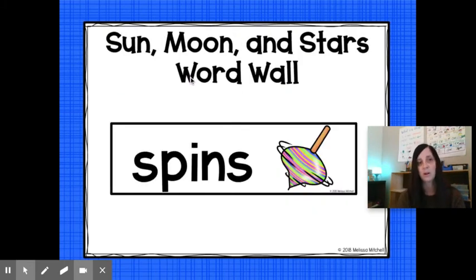So one of the new words that we have is spins. Sun and moon star words, it spins, and that's what the earth does. Spins is another word for rotate, which I know some of you know, and I know a bunch of you learned that in the book, that it's the earth that's rotating, and it's moving so slowly that you can't feel it, but it is the earth that's rotating. So that's why sometimes it's day in our part of the world, and other times it's night in other parts.